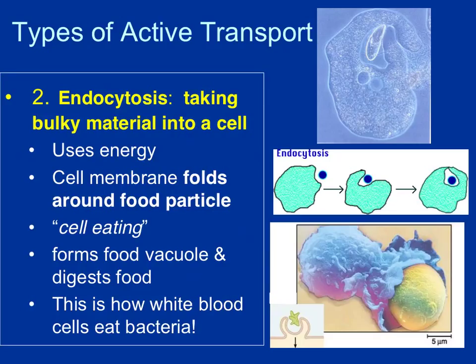So there's a couple types of active transport. Again, when the cell actively, or using energy, moves substances into or out of a cell. The first type is called endocytosis. And endo means into or within. So it actually means taking material into the cell.